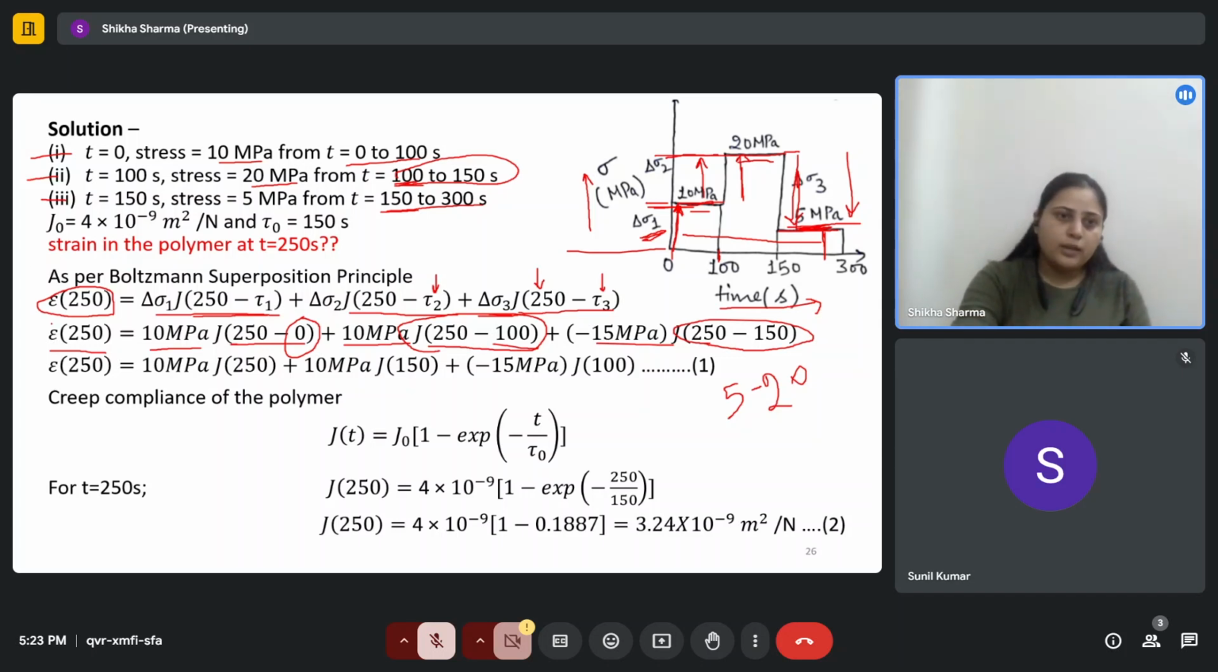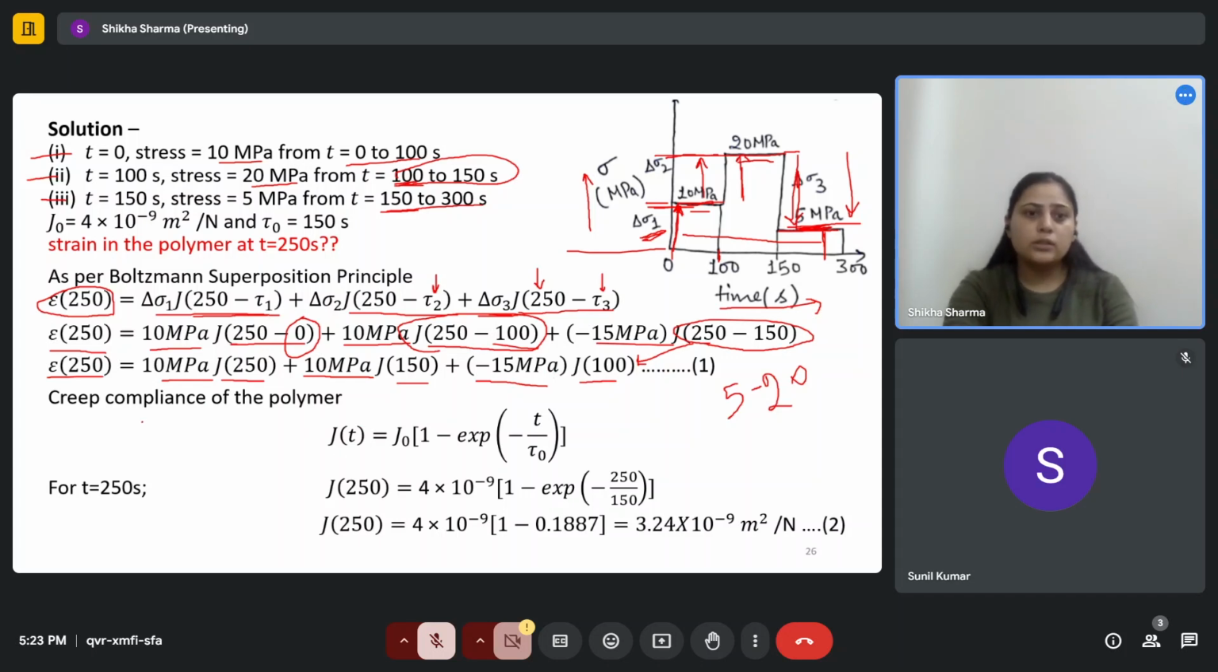So after simplifying, we'll get the strain at 250 seconds equals 10 megapascal into creep compliance at 250 seconds, plus 10 megapascal into creep compliance at 150, because 250 minus 100 is nothing but 150, plus minus 15 megapascal into creep compliance at 250 minus 150, which is nothing but 100 seconds. Now we need to calculate all these creep compliances at different times.